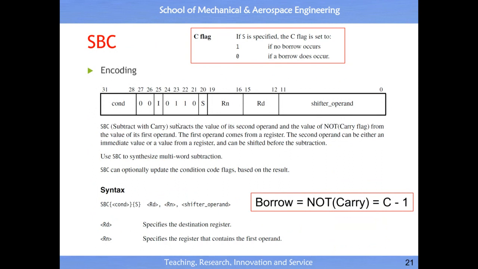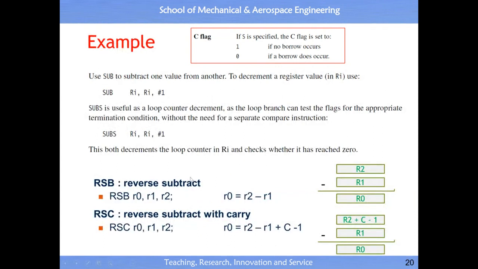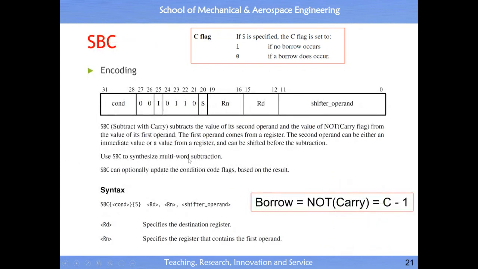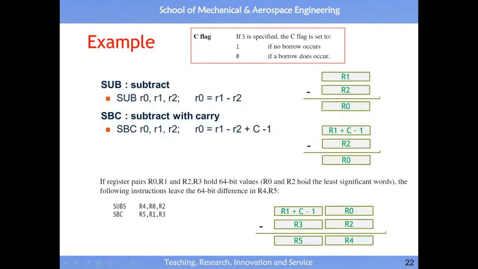And in case we are going to do the normal subtraction with the two numbers, how do we consider the borrow bit? Because this one is useful for you to undertake a reverse subtraction with consideration of a borrow bit. But for normal subtraction, you use this instruction, SBC. We change SUB to SBC, then C indicates the consideration of a borrow bit. Okay, and here we show you the equation. Borrow bit or borrow digit is equal to not carry digit, which is equal to C minus one. Get it? Okay, so the syntax is similar to SUB.